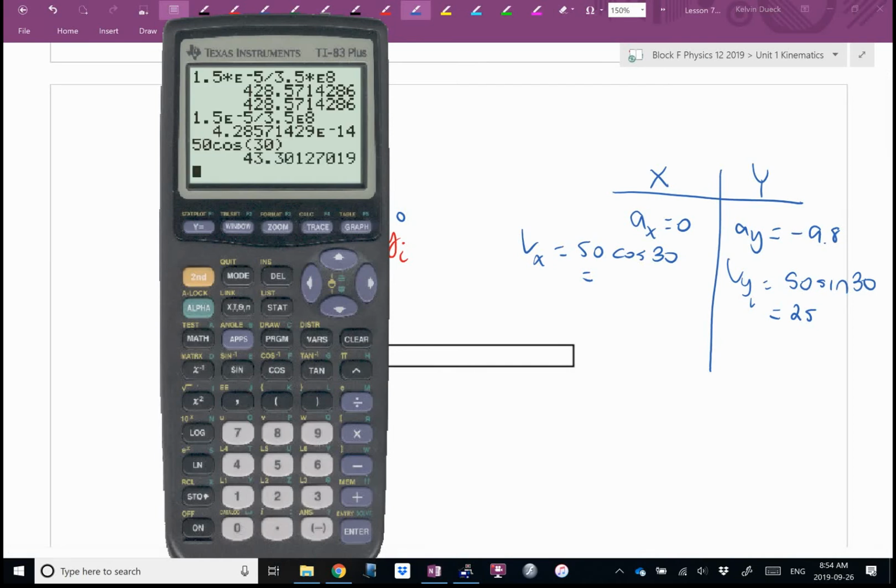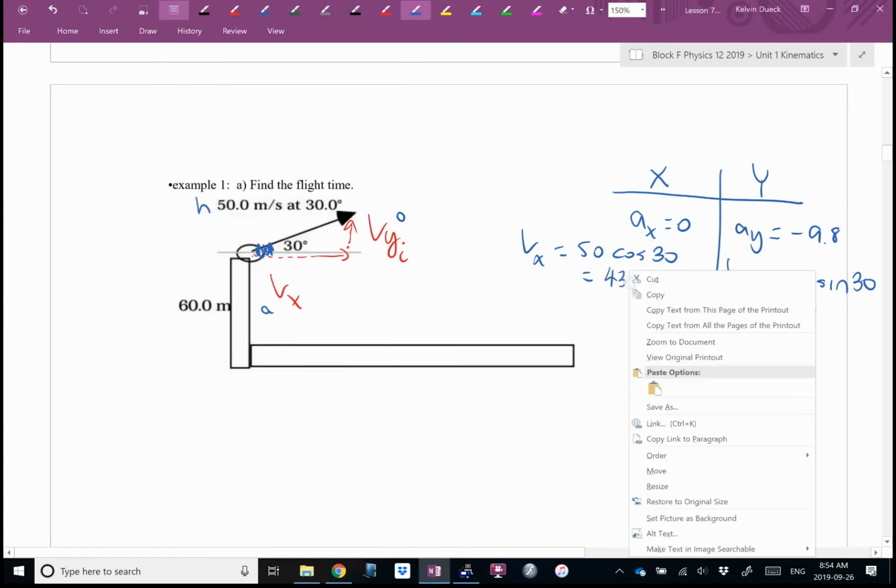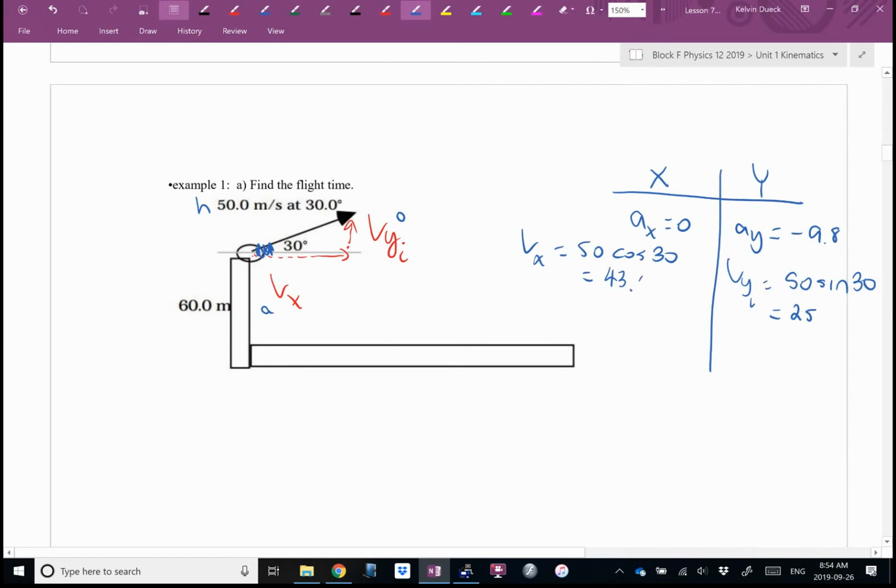I would carry extra sig figs. I'd probably go 43.30127, because there's a lovely 0. That seems like a nice place to round off. There's a 0 there too. I could probably get away with 43.3, but I'm going to be using this to find other stuff. So 43.30127. Which, you know what? I'll probably just type 50 cos 30, because that's less typing.